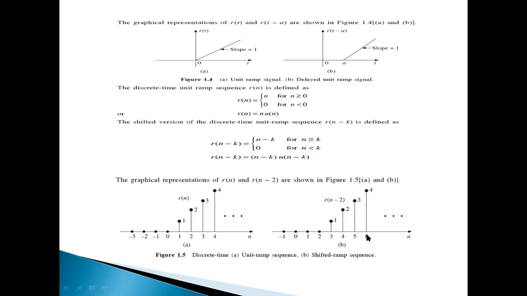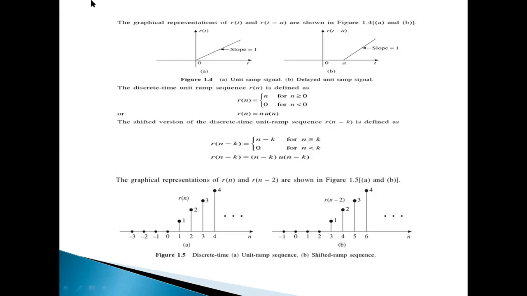See how many samples we are getting here? The 6. Previously it was 4. At n equal to 4, we got the 4. Now at n equal to 6, we got the value of R of n minus 2 as 4. So the total samples starting from n equal to 0 to n equal to 4, these 4 samples are shifted towards the right side by 2 samples.